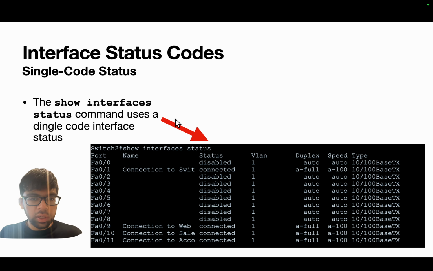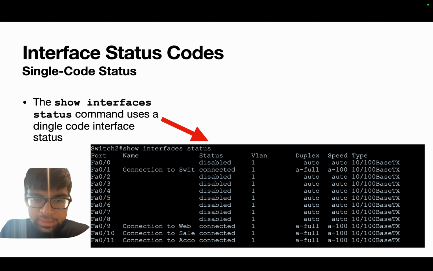So if you show interfaces status, this means this is just a single word, single column, instead of having two columns for line status and protocol status, you have a single interface status. Sorry, my bad there. Another error by me in making the slideshow.